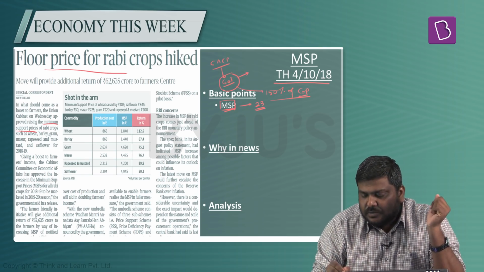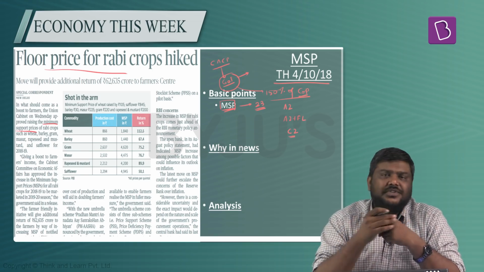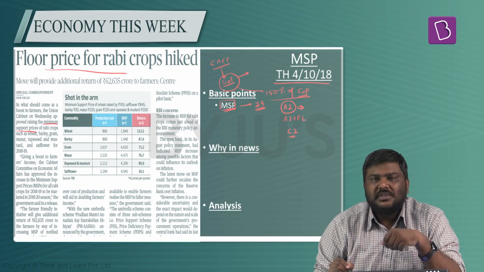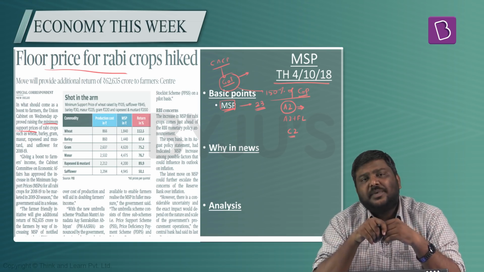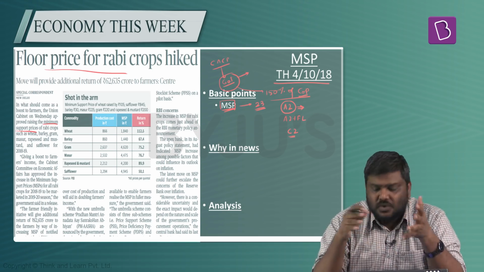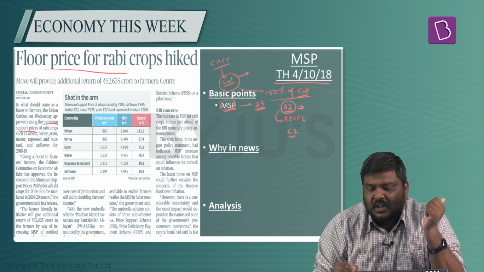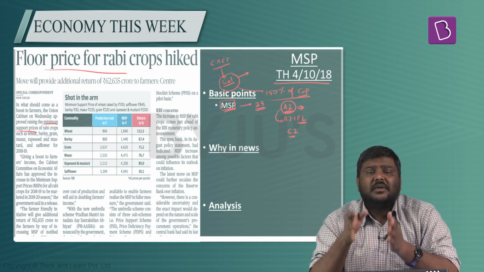Usually, to calculate the cost of production, there are three formulas which are referred to as A2, A2 plus FL, and C2. C2 is also referred to as comprehensive costing. Now, please understand, in case of A2, the expenditure incurred on fertilizer, diesel, seeds, and so on will be taken into consideration. Whereas in case of A2 plus FL, along with A2 cost, they will also mention FL. FL basically stands for family labor.